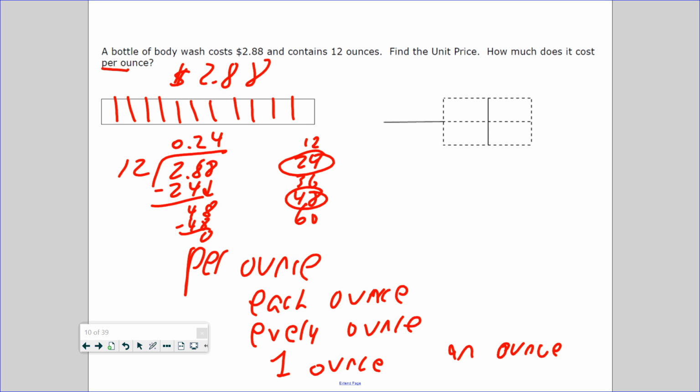So what happens if you want to have a 2-ounce bottle? 24 plus 24 is 48 cents. What happens if you want to have a 3-ounce bottle to get to the airport? 24, 24, 24 is 72 cents.